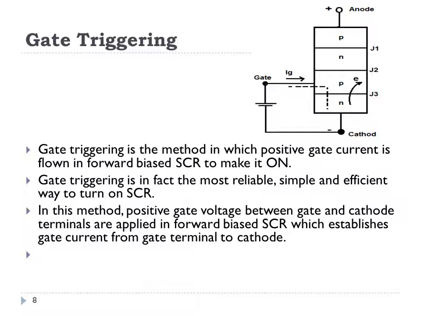J1 and J3 will be forward biased, and the gate will be provided with the positive voltage so that it may forward bias the junction J2 also. Gate triggering is in fact the most reliable, simple and efficient way to turn on an SCR. In this method, positive gate voltage between gate and cathode terminals is applied in a forward biased SCR, which establishes gate current from the gate terminal to the cathode.